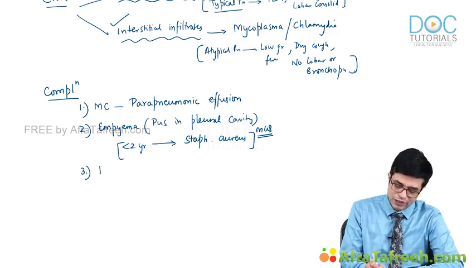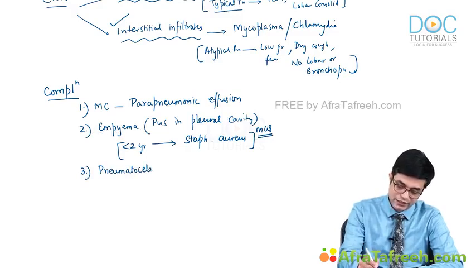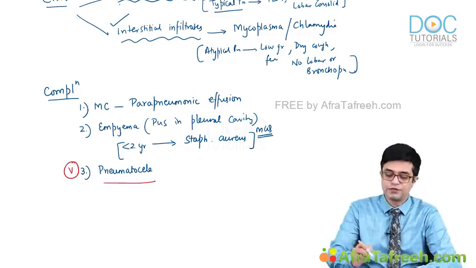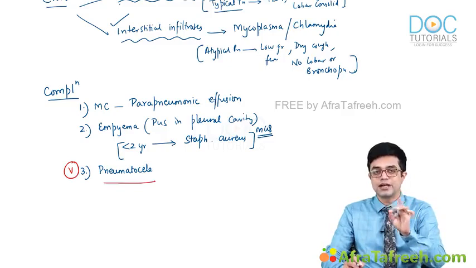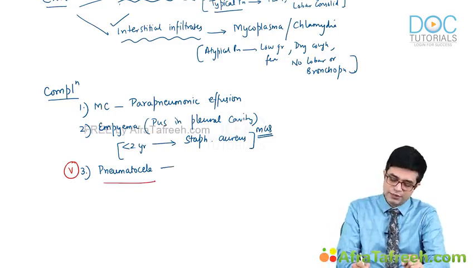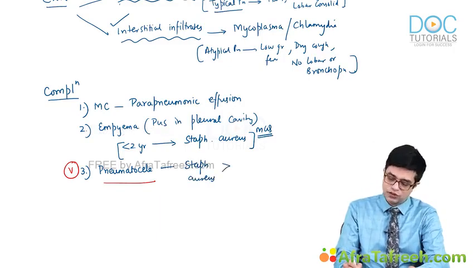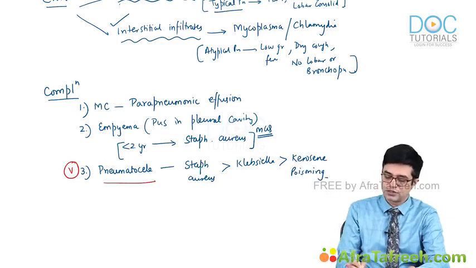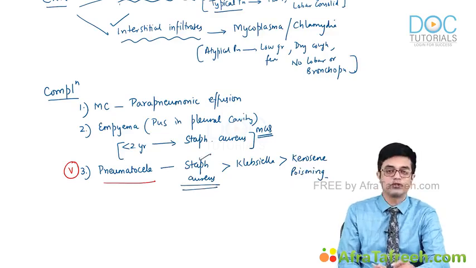Third thing is pneumatocele formation. Pneumatocele is an important thing on which a visual question has already been asked in the AIIMS entrance exam. What is pneumatocele? Pneumato means air, cele means cyst or cavity. An air-filled cystic cavity forms in the lung parenchyma. Pneumatoceles are typically produced with infection caused by Staph aureus. It can also be seen with infection caused by Klebsiella. Sometimes non-infectious states like kerosene poisoning can also produce such a picture. So Staph aureus is considered to be the most common cause of pneumatoceles.